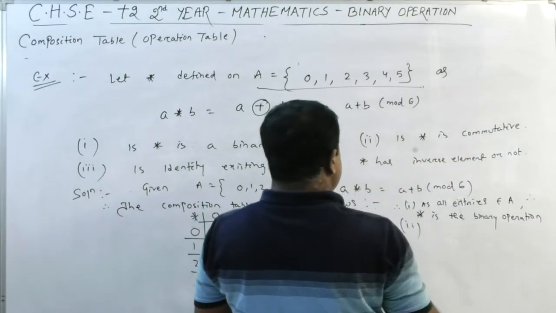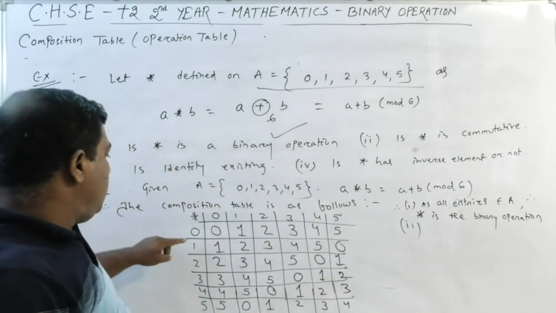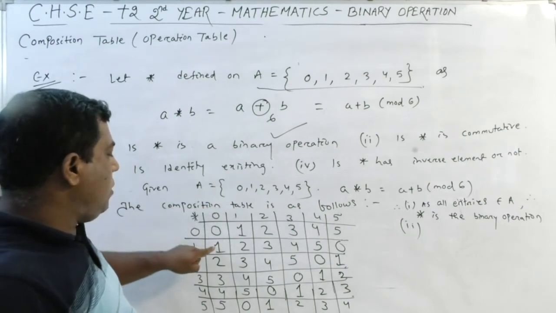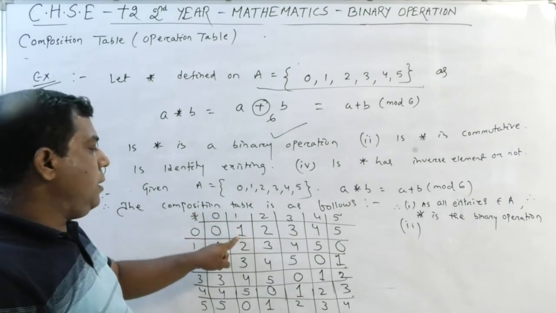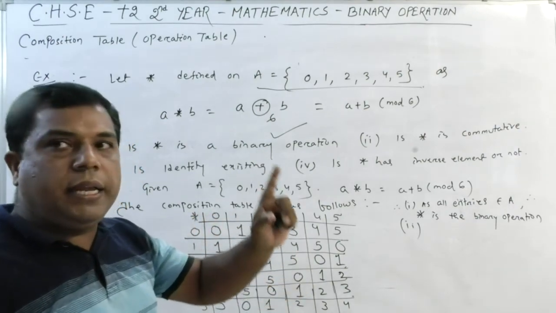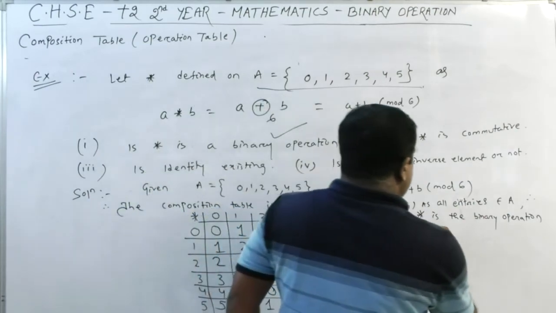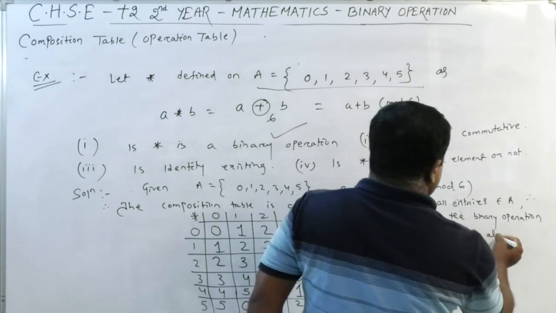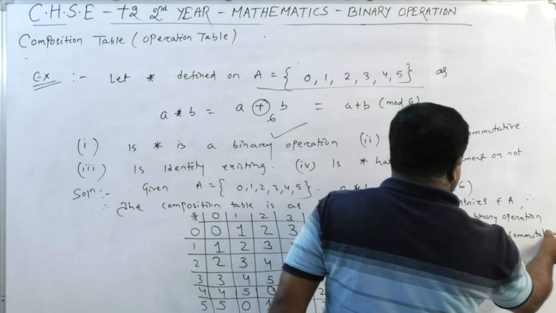And we can say now whether it is commutative or not. You can see 1 star 0. 1 star 0 is 1. And we will see 0 star 1. It is also 1. As it is symmetric. Okay. So here star is also commutative. It can be verified.